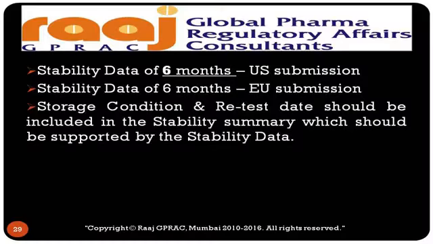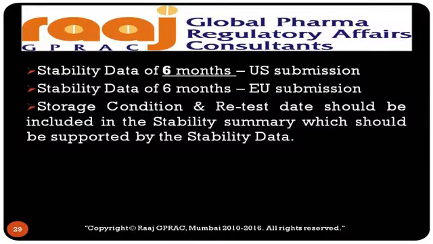So, stability data is generally 6 months for the US submission and 6 months for the Europe submission as well. I am talking about 6 month accelerated, that is 40 degree centigrade and 75% relative humidity. So, storage condition and retest date should be included in the stability summary, which should be supported by the stability data. Earlier we used to submit 3 months accelerated stability data. So, that is why I have corrected this slide.